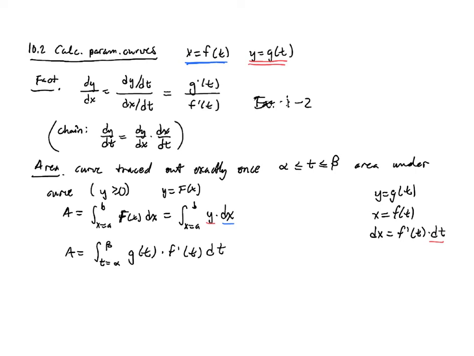What I want you to do is not memorize this last formula. I want you to memorize the technique that was used in order to find that formula. I'll show you why with the following example. So let's look at the area. Here's an example. We want to find the area enclosed by the curves x equals t squared minus 2t, y equals square root of t, and the y-axis.